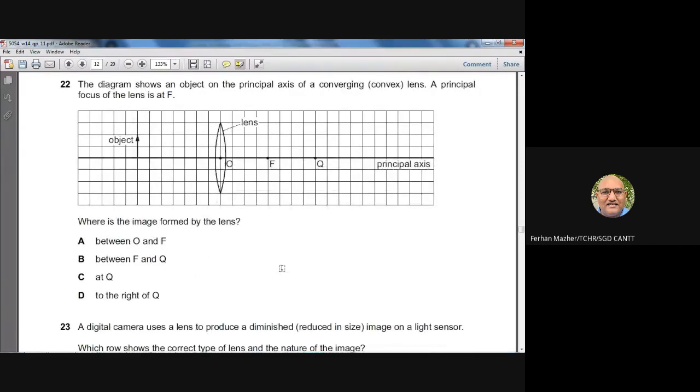The diagram shows an object on the principal axis of a converging or convex lens. The principal focus of the lens is at F. Where is the image formed by the lens? So I've done this on a paper. Let me show you.